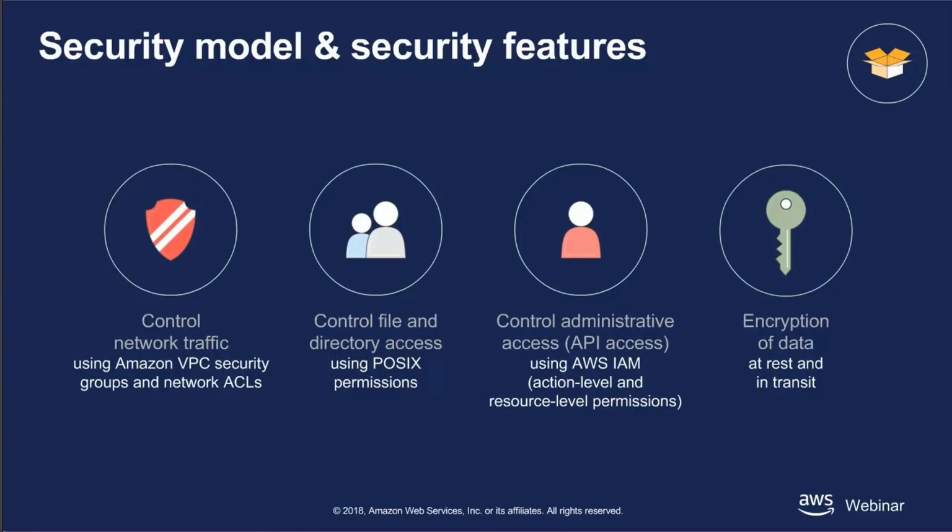Data encryption in transit utilizes transport layer security 1.2 to encrypt that data sent between your clients and EFS file systems. And this is configured per client that you have the file system mounted to.